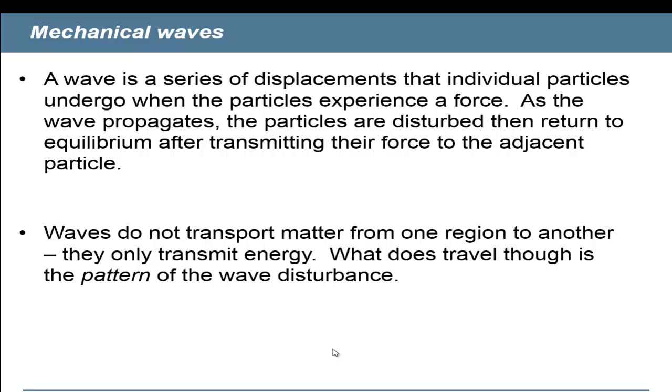The only thing that does travel through the wave is the pattern of the disturbance itself. So the pattern is the same for every particle moving down along the wave. Okay, so it only transmits energy, doesn't transmit matter, and what we see is actually a wave pattern. We see a pattern of the individual particles, but the particles themselves are not moving side to side, only up and down.